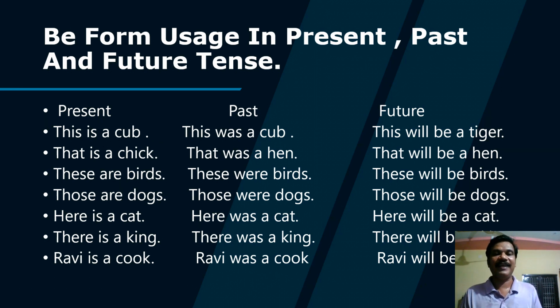There is a king. There was a king. There will be a king. Ravi is a cook. Ravi was a cook. Ravi will be a cook. Do you understand why we are changing be form? We are changing be form to speak present, past and future. You too practice like this.